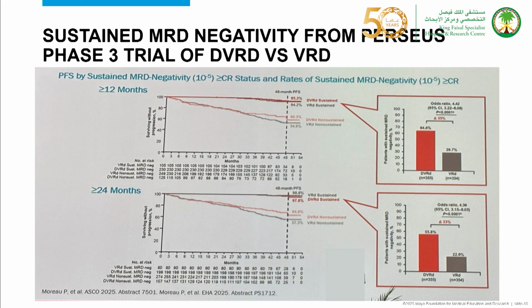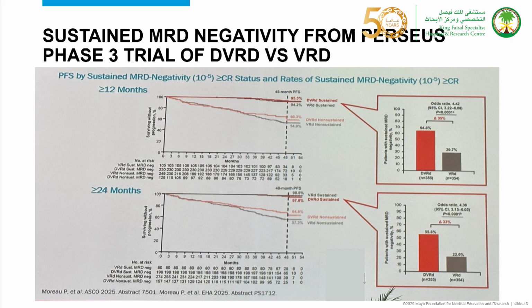However, if you look at the Perseus trial, this is Dara VRD versus VRD plus transplant plus consolidation with either Dara VRD or VRD, then with maintenance. But if you look at the upper two lines, they're superimposable, whether you were in the Dara VRD versus the VRD. And so if you are MRD negative 10 to the -5th sustained for 12 months, it's the same result. Now, if you look to the right, you'll see that way more patients who got the Dara VRD as compared to just the VRD were MRD negative.